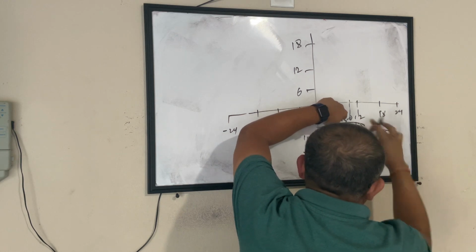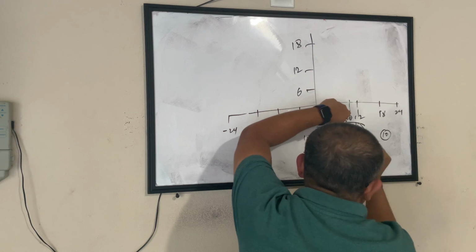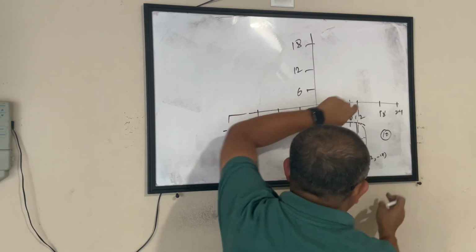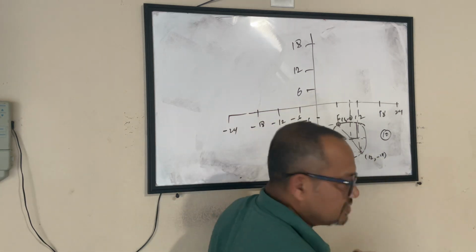So here to here is 10. You are talking about something which is midway, halfway through. So this will be 5. So minus 8 plus minus 5, or you just add these two and divide by 2.